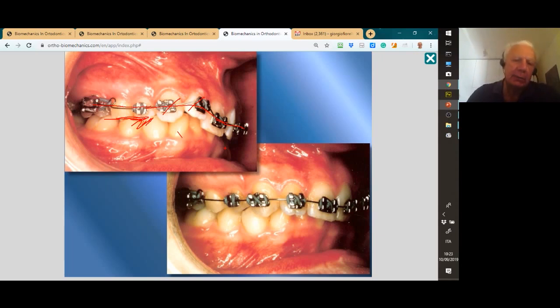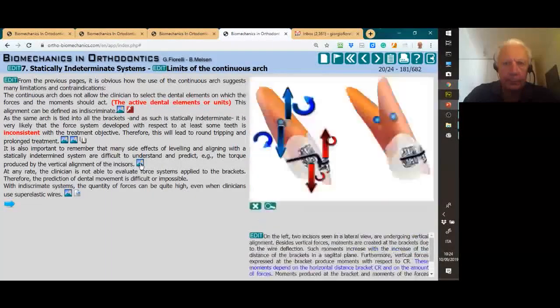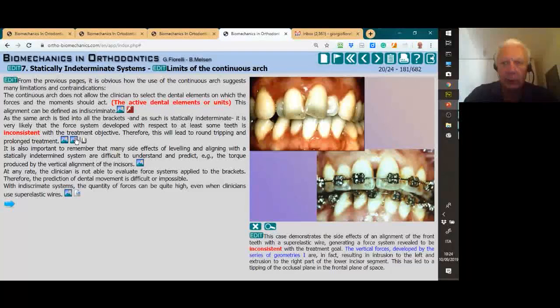We have an alignment. Yes, I can say, oh yes, the teeth are better aligned, but they're not aligned where I would like them to be. So this is the concept of indiscriminate alignment. And so we can see a few of these examples of what we call inconsistency.